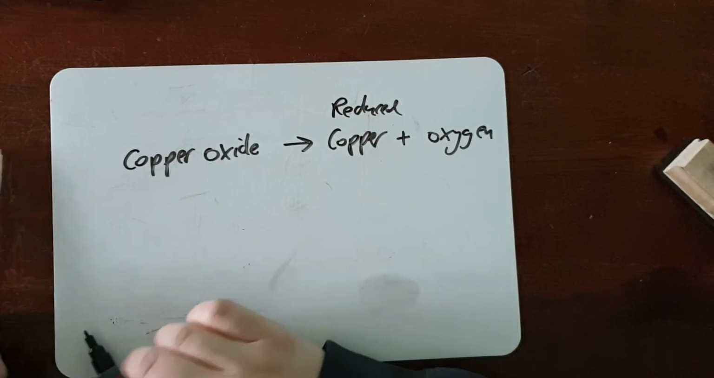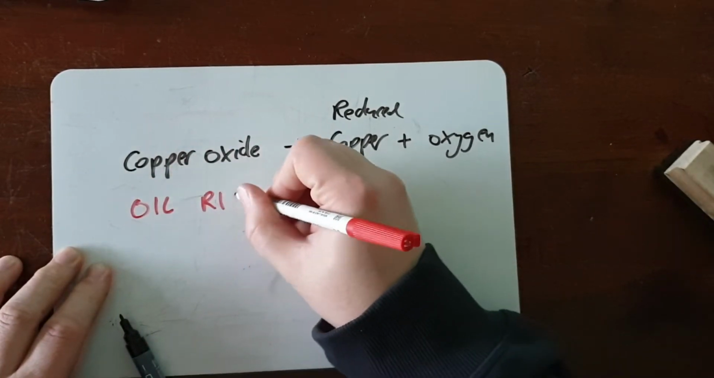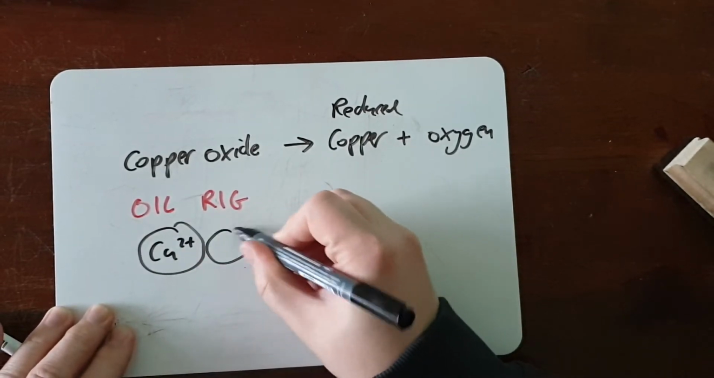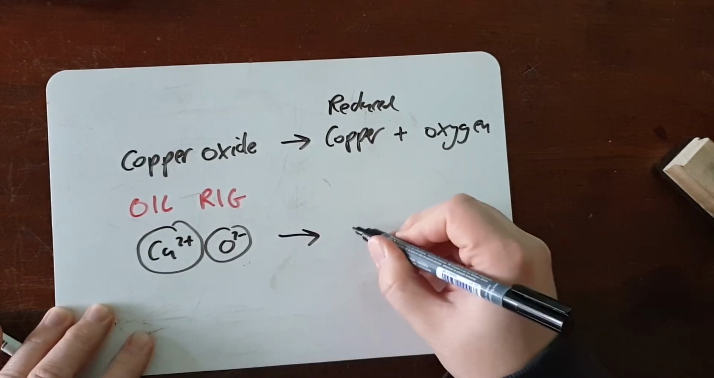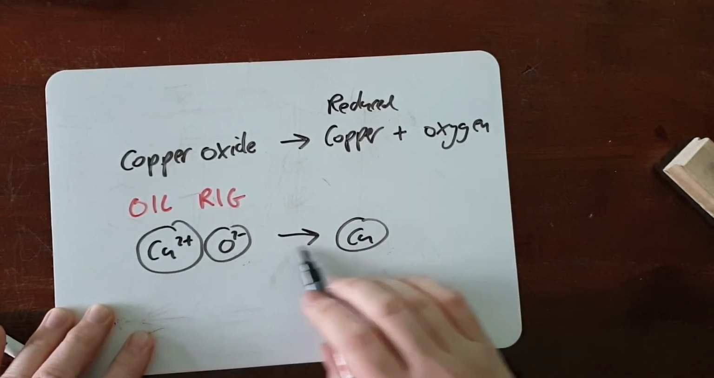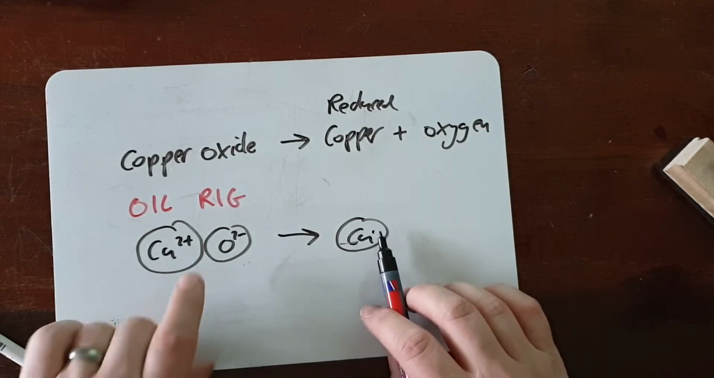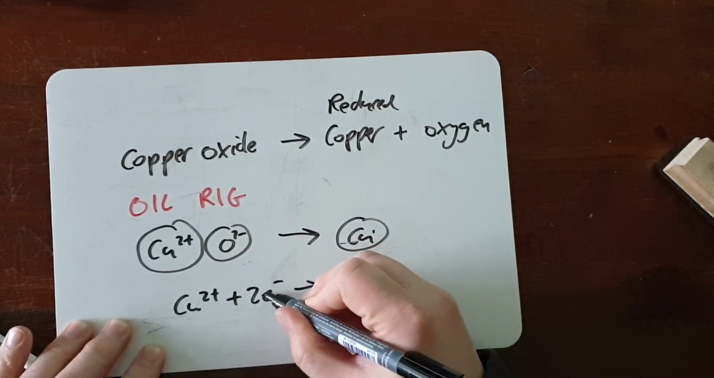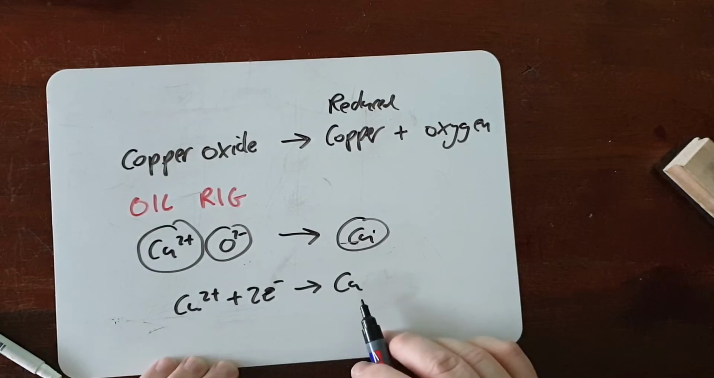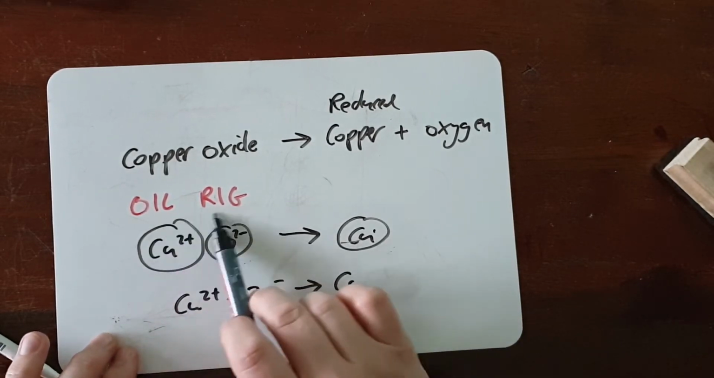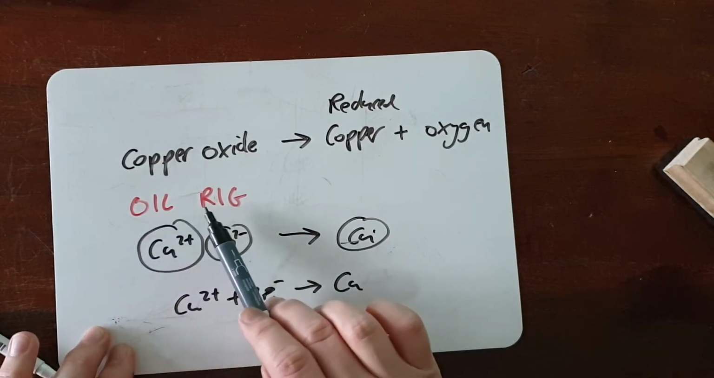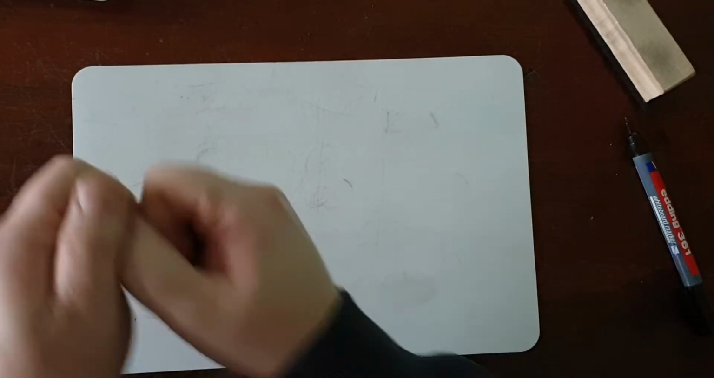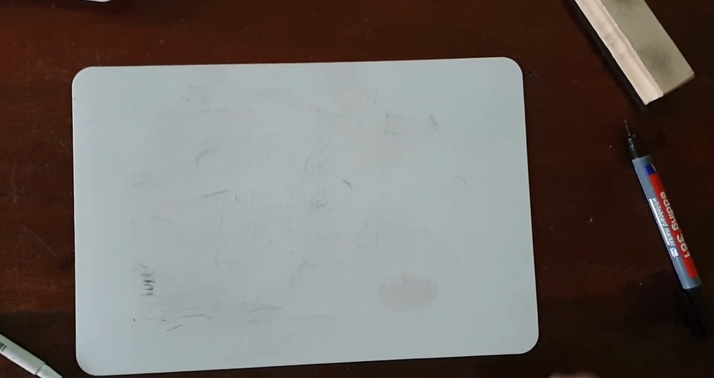But if we wanted to talk about it in terms of electrons, remember whenever we're talking about electrons, we go OIL RIG. What's actually happened? Well, here we had Cu2+ joined to oxygen 2-, and here we've got just Cu. So it's gone from Cu2+ to Cu. How has it done that? It's gained electrons. Cu2+ has gained 2e-, and it's turned back to copper. So this still is true whenever you're talking about electrons. Oxidation is loss of electrons, reduction is gain. If you're talking in simpler language, oxidation, something has gained oxygen. Reduction, something has lost oxygen.